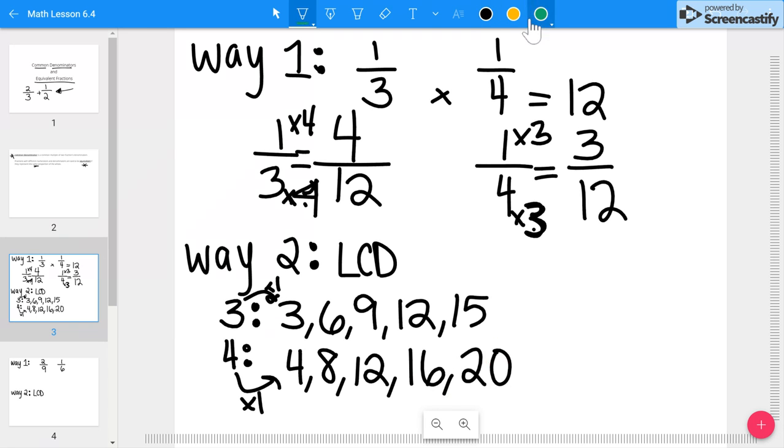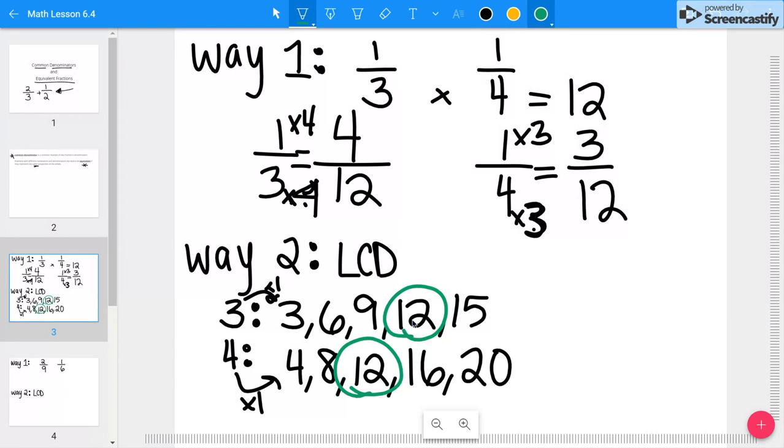Now I'm going to look and see if I have any common multiples. I'm going to circle them. Well, I don't have a 3. No. Oh, 12 is common. So I'm going to circle that. But then I have no more other common multiples. So this is my lowest or least common denominator.